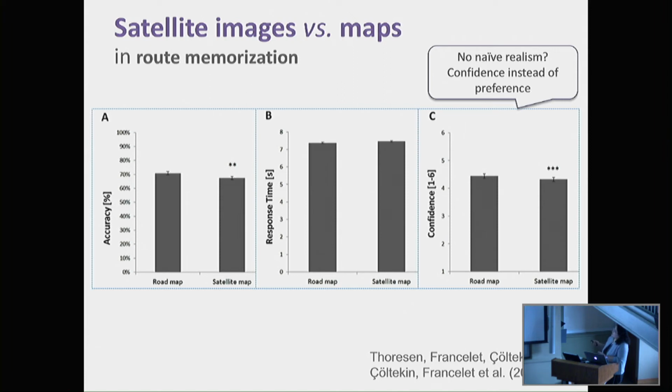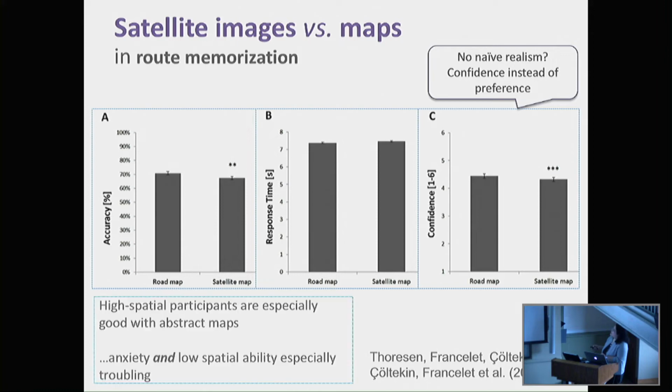This was independent of the spatial abilities in this case. In this particular study, high spatial participants were especially good with the abstract maps, and we measured their spatial abilities in a number of ways. And we actually measured anxiety, which is very interesting too. There was a neuroscience group in Lausanne. They actually took saliva samples and they looked at cortisol levels and everything that's crazy like this.